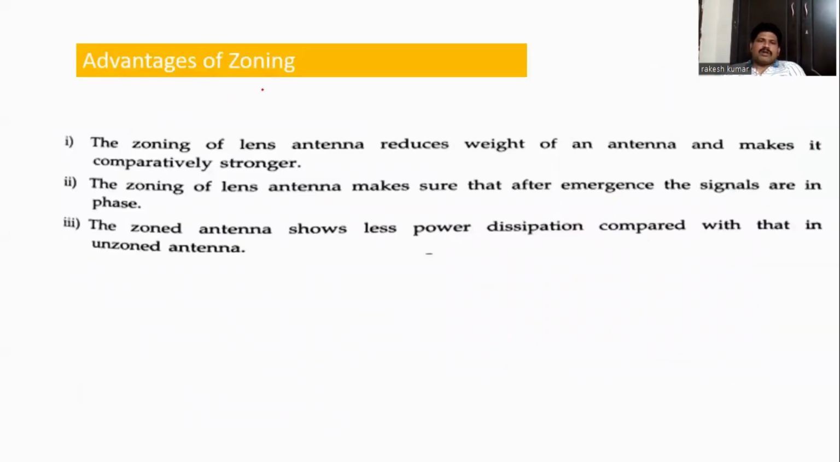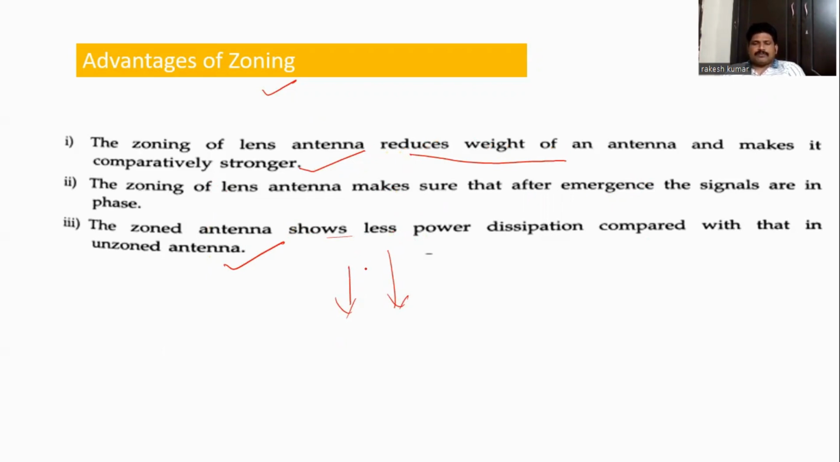Next, advantages of zoning. The main advantage of zoning the lens is that it reduces the weight of the antenna and makes it comparatively strong. The zoning of the lens makes sure that after refraction, the signals are in phase. The other advantage is that the zoned antenna shows less power dissipation when compared to the unzoned antenna. So power dissipation is less and weight is less. These are the various advantages of zoning.